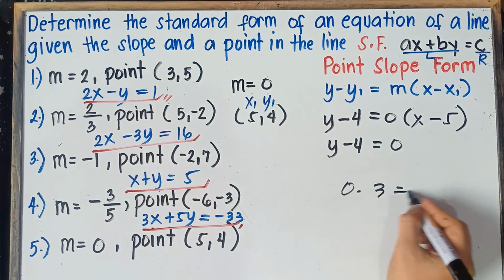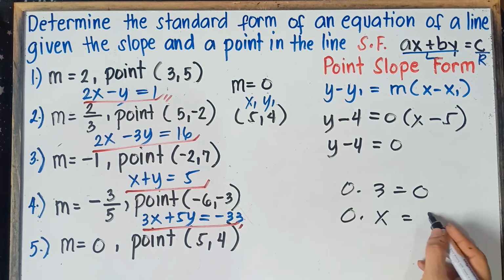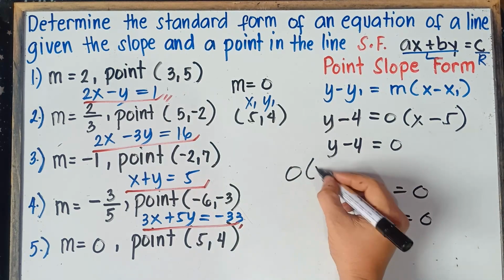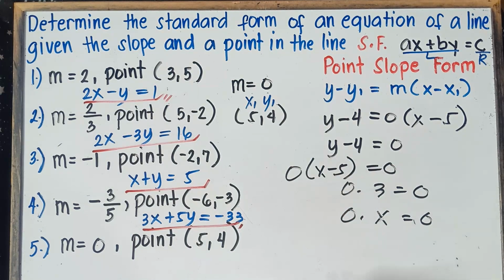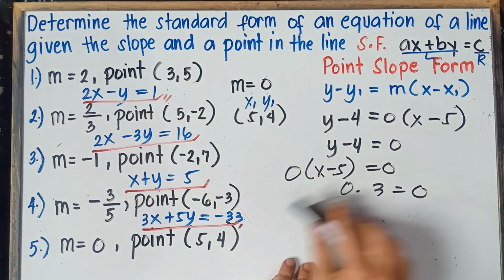0 times 3, that would be 0. 0 times x, that would be 0. 0 times this expression, x minus 5, of course, that would be 0. Any number, any variable, any expression multiplied by 0, the answer class is 0.